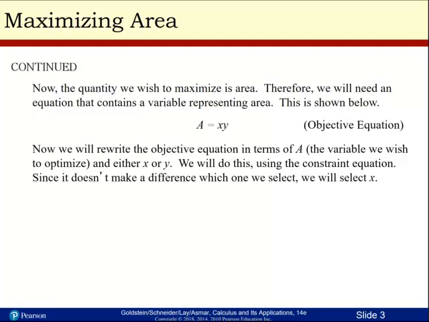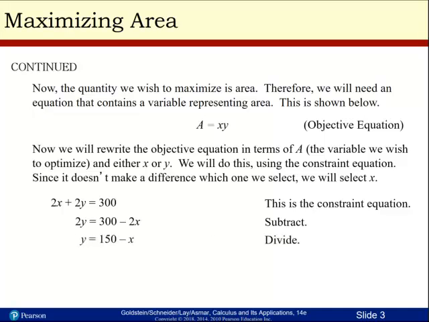We want to kind of minimize variables here, so we're going to do this using the constraint equation. Since it doesn't make any difference which one we select, we just choose x, but you could choose y. So we have 2x plus 2y equals 300. This is our constraint. So when I solve this for y, I get y equals 150 minus x.